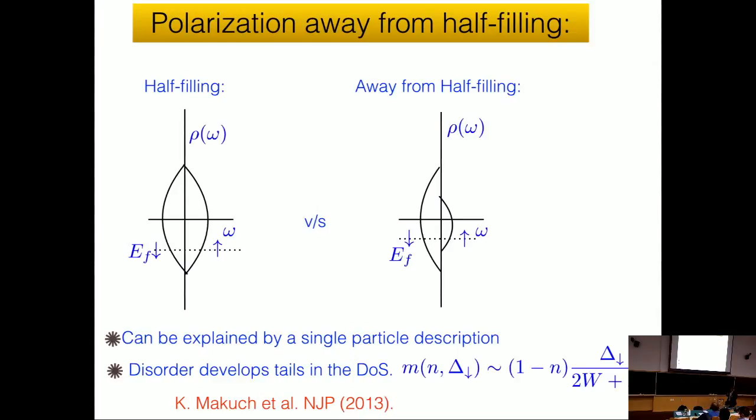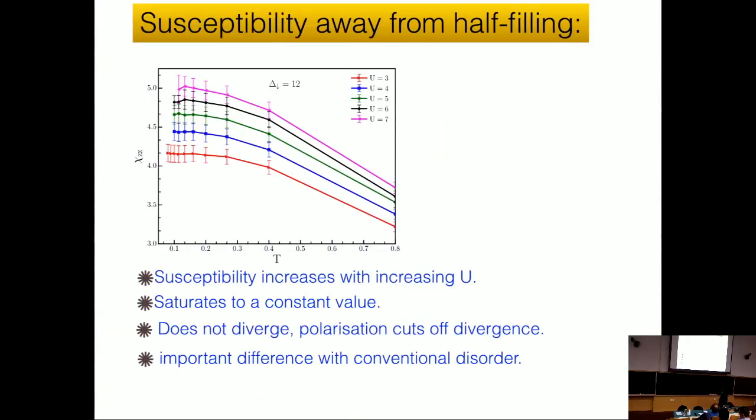This also leads to a susceptibility which does not diverge, which is I think kind of crucial. I'll come to it in a bit. It is crucial that the susceptibility never diverges. It saturates to a finite value, but the value of the susceptibility increases with increasing interaction strength. It is almost like the polarization essentially cuts off this divergent susceptibility, so to speak.